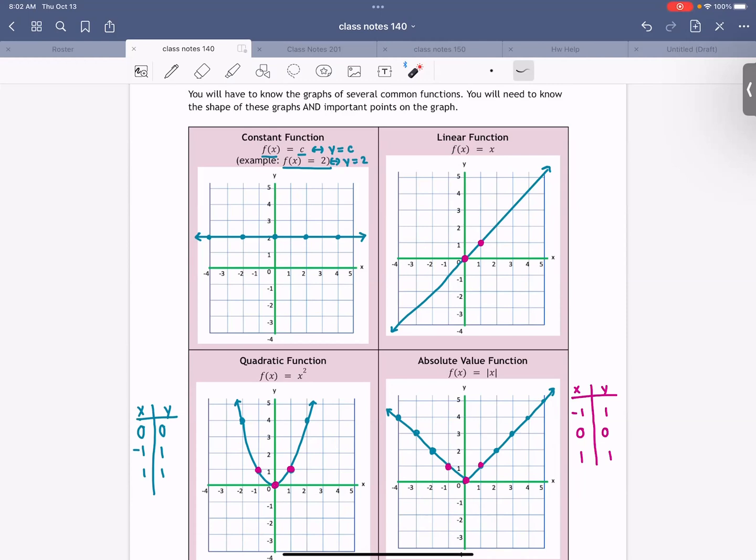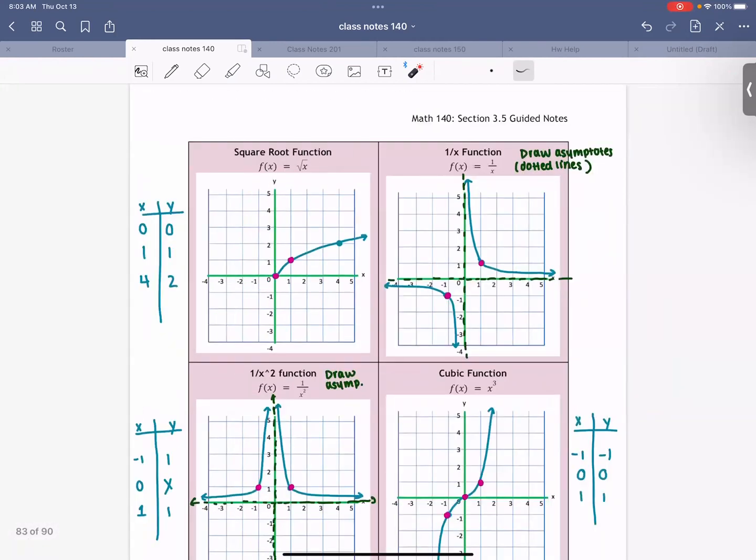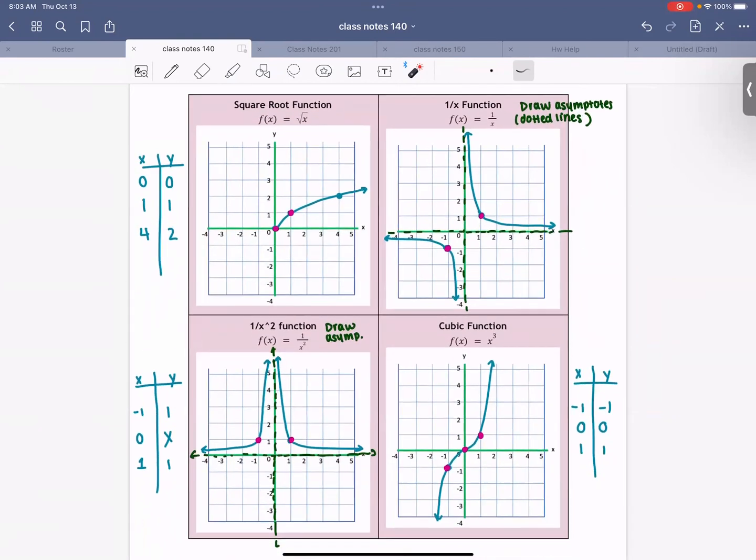Okay, and so you have to know the shape. That's one thing I'm looking for. The second thing I'm looking for are important points. So any point that maybe exists at 0, 1, or -1. So those sort of points. And finally, I wanted you to know any asymptotes. So if it's a function like 1/x or 1/x², I want you to draw them with dotted lines. So wherever the asymptotes are, I need you to know that. Okay, that will come in handy during our quiz.